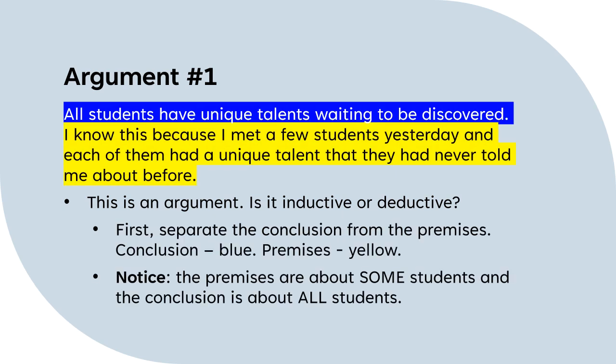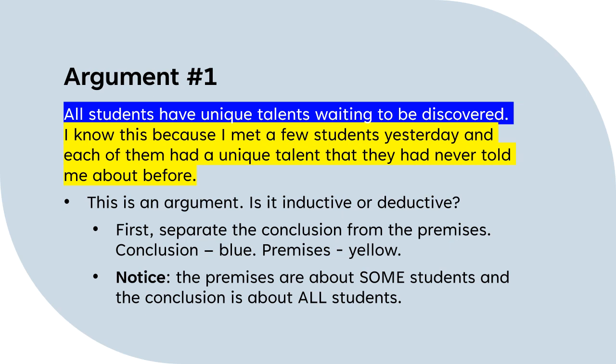Now, if you've watched some of the other videos, you figured out that it's incredibly important to distinguish the premises from the conclusion. And that's going to hold here too. The first thing you want to do is distinguish the premises from the conclusion. That's going to help us determine if it's inductive or deductive. Okay, so we put the premises in yellow and the conclusion in blue. The conclusion of this argument is that all students have unique talents. And the premises are that I know this because I met a few students yesterday and they all had a unique talent that they had never told me about before.